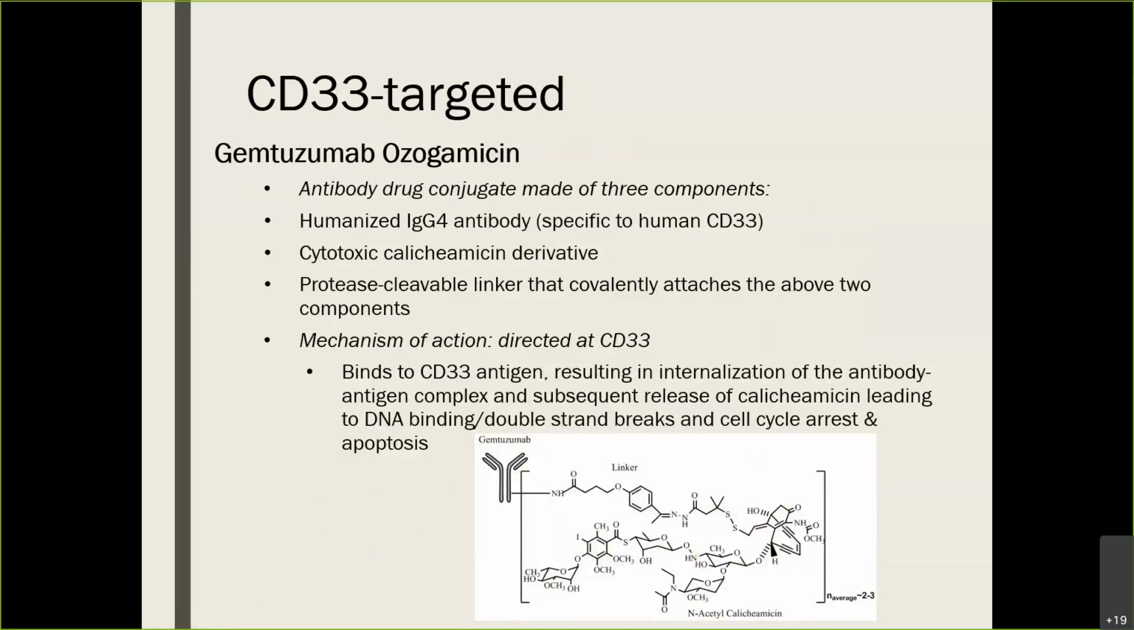Next is a very interesting example, CD33 targeting gemtuzumab ozogamicin, brand name Mylotarg. Again, another antibody drug conjugate targeting CD33 with a cytotoxic calicheamicin derivative, binding to CD33, internalizing it, releasing that calicheamicin, leading to DNA binding, double-strand breaks, and cell cycle arrest and apoptosis.